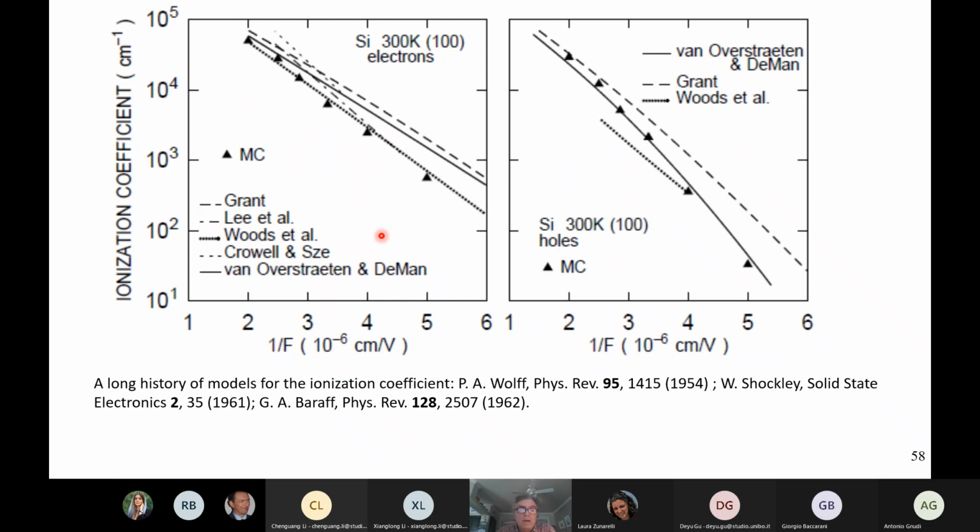And you can use those expressions to calculate the impact ionization coefficients, and you see that you get a relatively good agreement with at least some experimental data, although there are some disagreements about the impact ionization coefficients. The study of the problem goes back to the early days. 1954 is the early paper by Wolf, and William Shockley and Jean Baraf did a lot of contribution. These are models which I think are still used today with more sophisticated models.